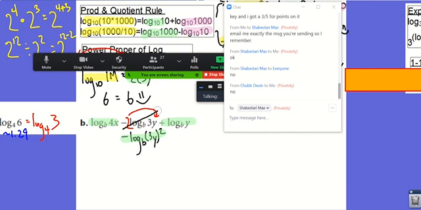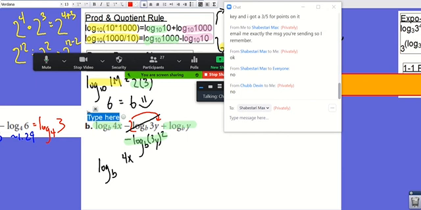Now, check this out. Anywhere you see minus, you think division. So I'm going to start writing it like this: log base B of 4x. And the directions here are to condense the log. Condense the log.